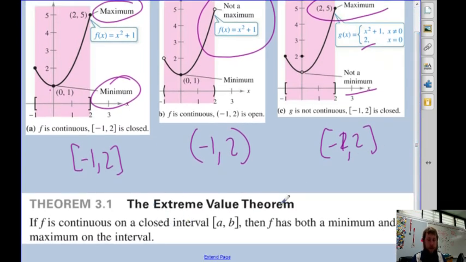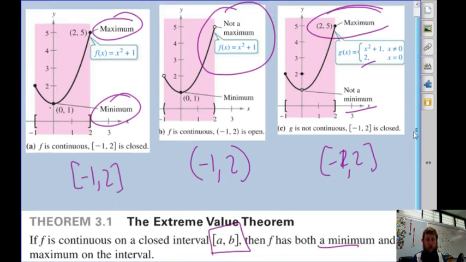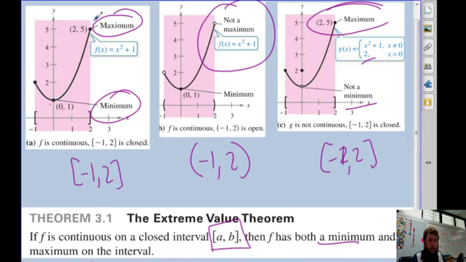And we have the Extreme Value Theorem. If f is a continuous function on a closed interval, then f has both a minimum and a maximum. That would be this case right here. It's a closed interval, it's continuous because you can draw it with one line without picking up your pencil, and it has both a minimum and maximum. In these cases, they're not closed, they're open on both ends. In this case, it fails the pencil test because you have to pick up to hit that dot. So that's why it doesn't have that.